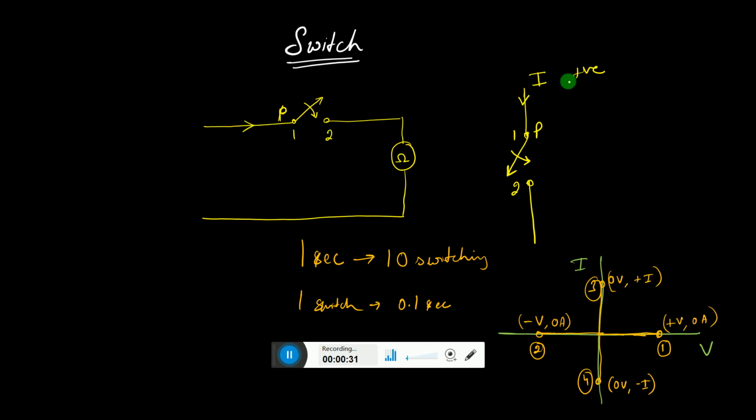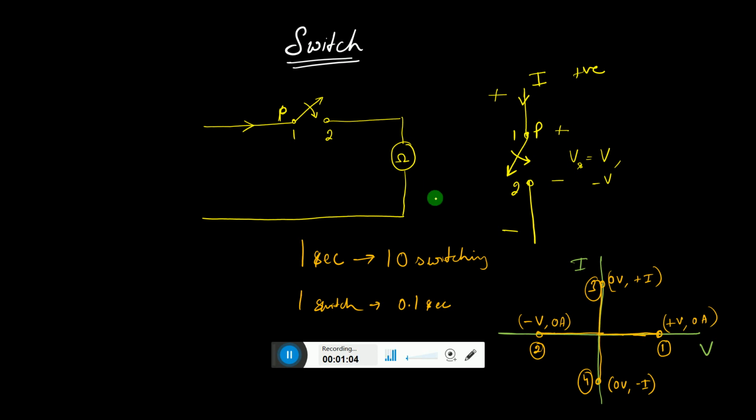Let us say this current direction is positive. Obviously if the current direction is upward, it is negative, and the potential across the switch can be given as VS, the voltage across the switch during the time it is off. Whatever the potential is given across the switch, that will be the potential across the switch, and if the polarity is reversed, this can be minus V also.